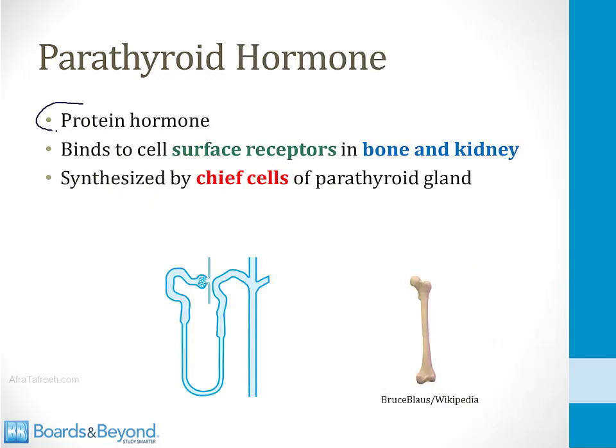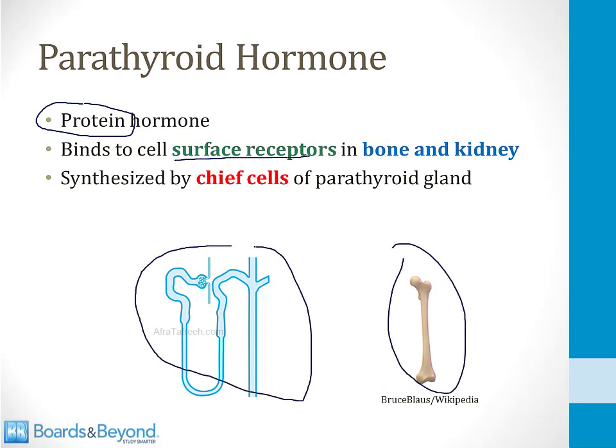Parathyroid hormone is a protein hormone. This means it is soluble in water and very different from the steroid hormones that are derived from cholesterol. Like most protein hormones, it binds to surface receptors that are largely found in the bones and also in the nephron of the kidney, as we will discuss in the next few slides. The cells that synthesize parathyroid hormone are called the chief cells, and they are found in the parathyroid gland.